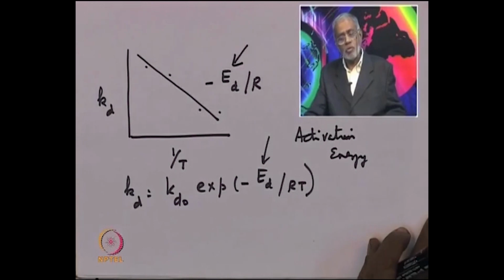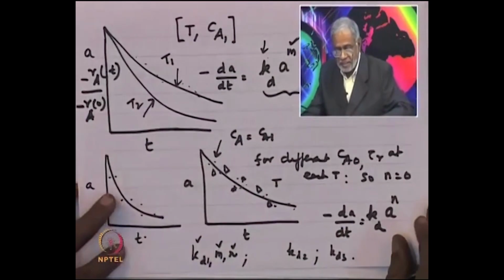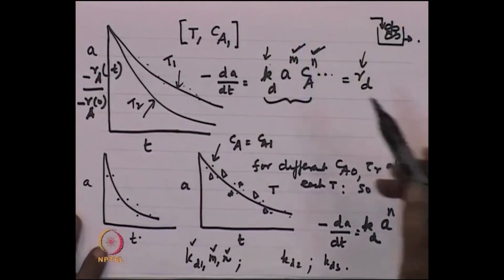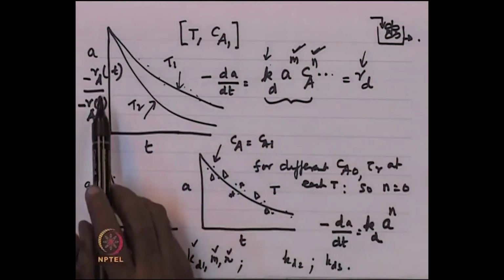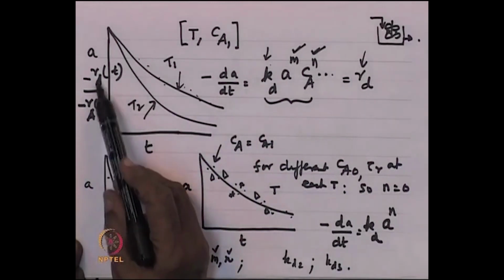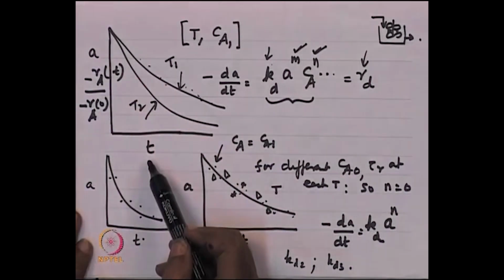So, to cut this long story short, what we have done is the following. We have done an experiment in a CSTR. We have done measurements at different compositions and different temperatures. From that, reaction rates at different temperatures, different conditions, we have normalized that reaction rate with respect to zero time reaction rate and found out activity as a function of time.